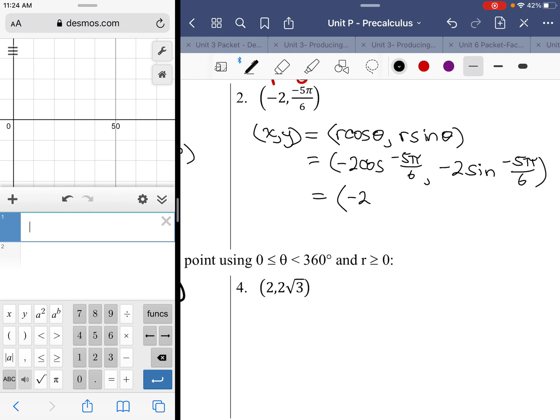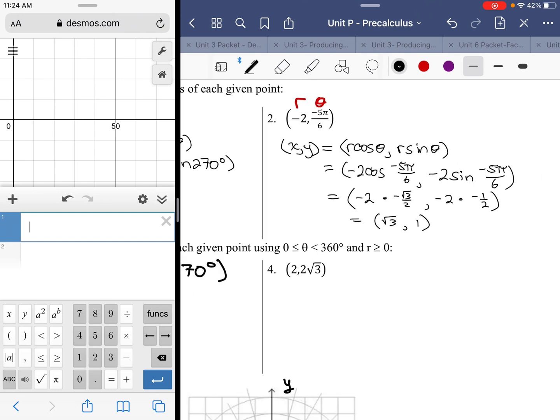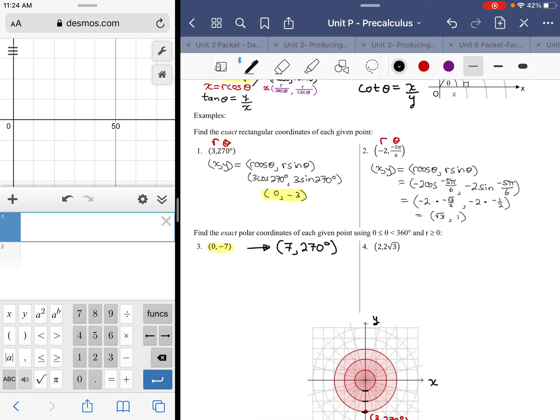So we're looking at -2. -5 pi over 6 is a 30-degree reference angle in the third quadrant. Cosine has a value of negative radical 3 over 2 at that location. Sine has a value of -1/2 at that location. So we're talking radical 3, comma 1. So I'm going to plot this.